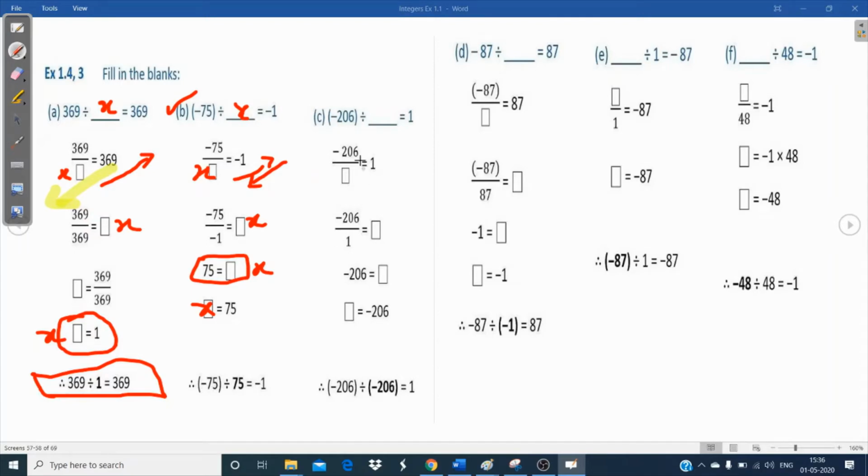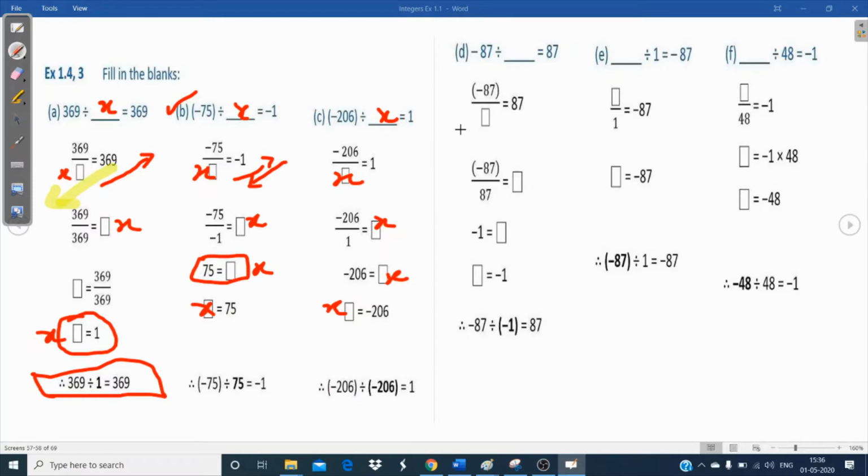Now, C part, student, again let's take this integer x. So minus 206 divided by x will equal to what? 1. Again you will do cross multiplication, x will go there in the numerator and 1 will come here in the denominator. After resolving, what you will get? You will get x equal to minus 206. So this is the value of x. So minus 206 divided by minus 206. Minus minus cancel out. 206 will be reduced and what you will get?